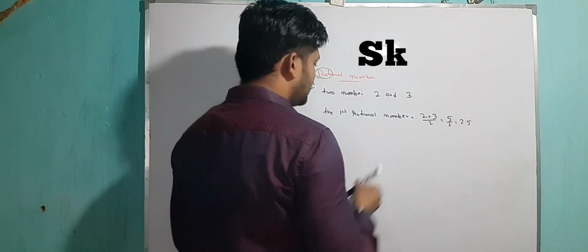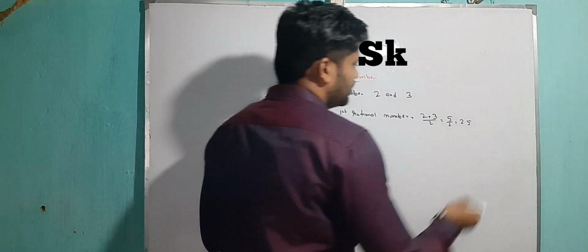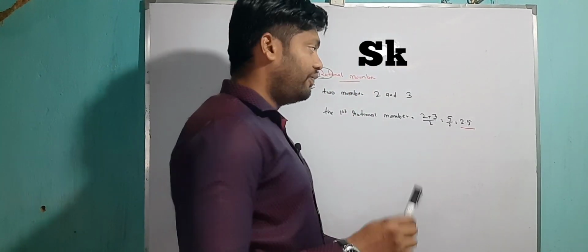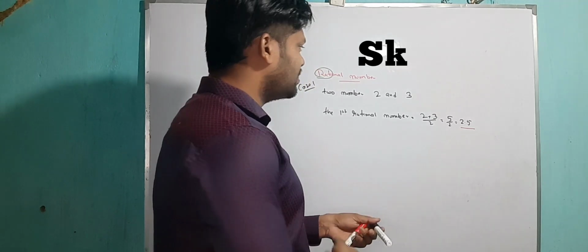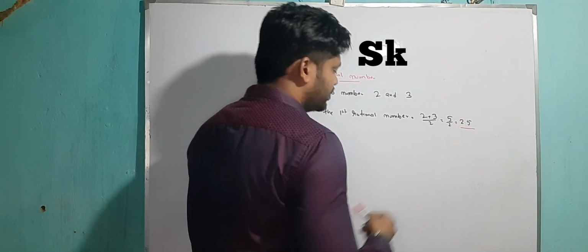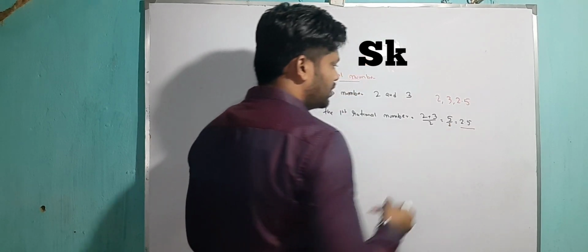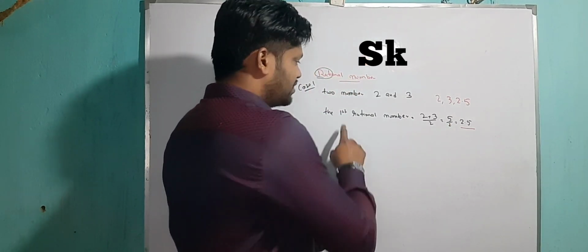Sir, in case they ask for two rational numbers, very good question. So the first rational number I got is 2.5. After that, what numbers do I have now? This one, this one, this one. See, 2 is there, 3 is there, and 2.5. Now I got 2.5, so the first rational number I got.